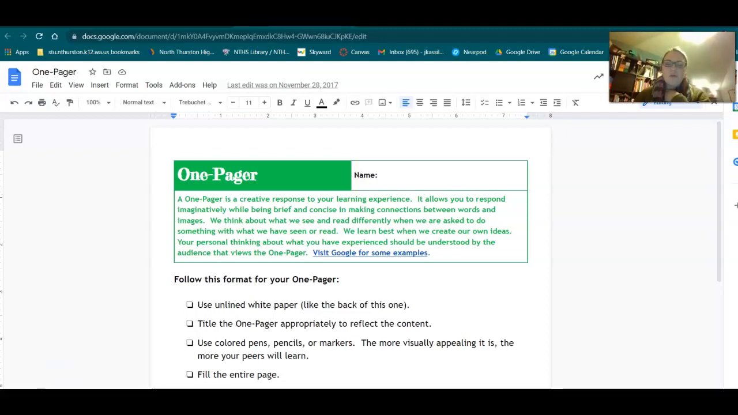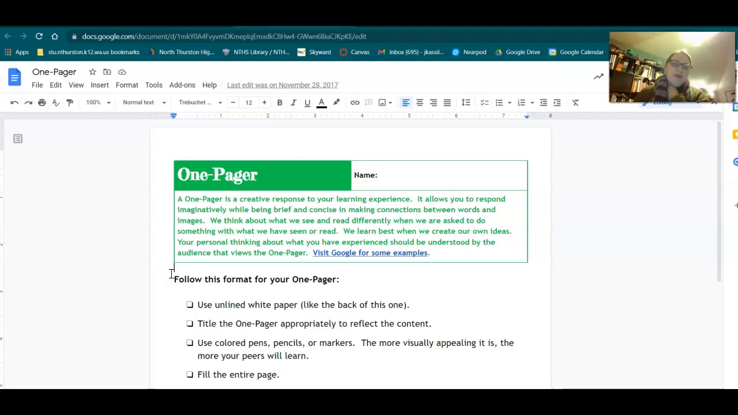So, I'll read the directions here. This is on paper in the classroom, by the way. A one-pager is a creative response to your learning experience. It allows you to respond imaginatively while being brief and concise in making connections between words and images. We think about what we see and read differently when we are asked to do something with what we have seen or read. We learn best when we create our own ideas. Your personal thinking about what you have experienced should be understood by the audience that views the one pager. In this case, the one pager is going to be you.